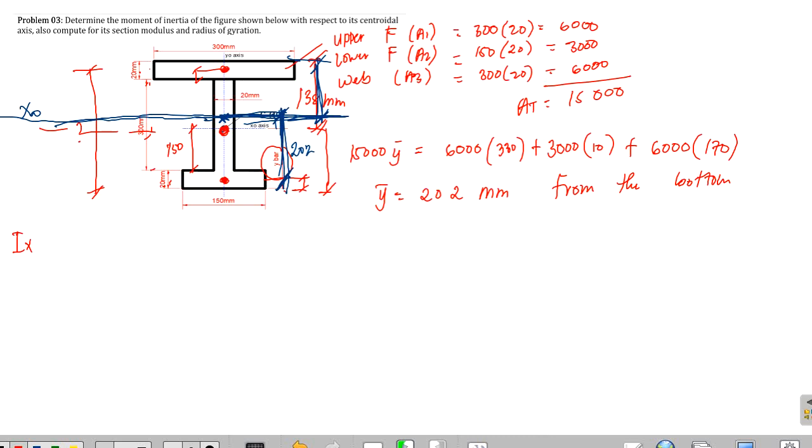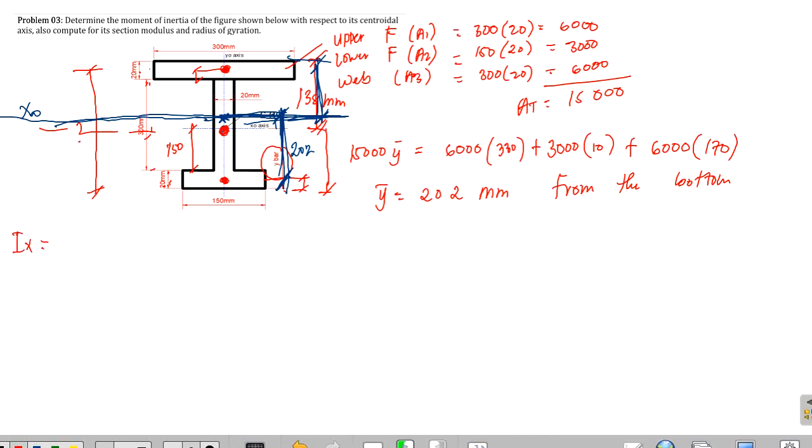This is the centroid of the upper flange, the centroid of the web, and the centroid of the lower flange. When you solve for Iy, the moment of inertia with respect to the y-axis, we have nothing to transfer since the centroid of the full section coincides with the centroids of the upper flange, lower flange, and the web. So we will not transfer it. We only transfer when we solve for Ix. Okay? So, Ix.